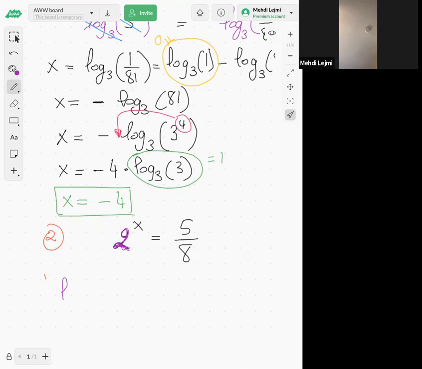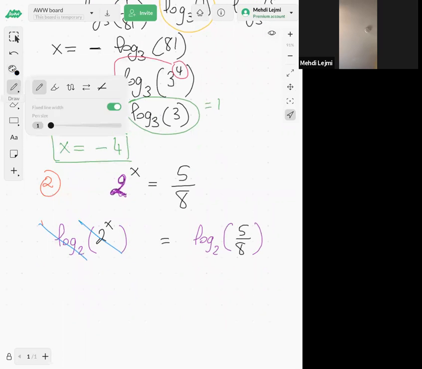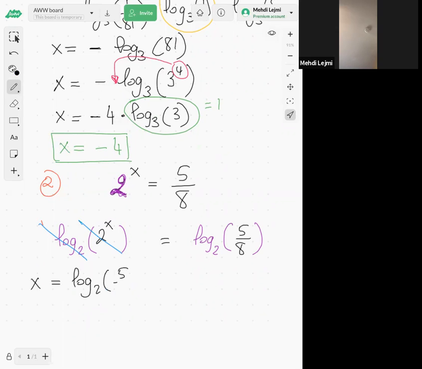So I'm going to apply log in base 2 to both sides. This is 2 to the power x, and this is 5 over 8. The log and the exponential cancel out, so your x is just log in base 2 of 5 over 8. But this is a fraction, so that will be the difference between the logs. So it's log in base 2 of 5 minus log in base 2 of 8.